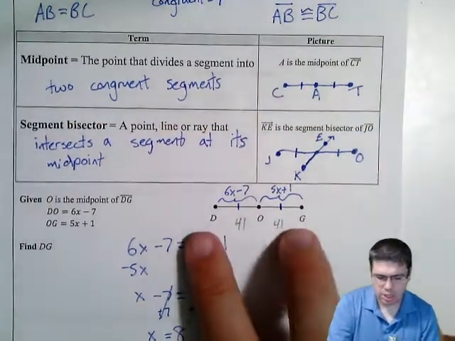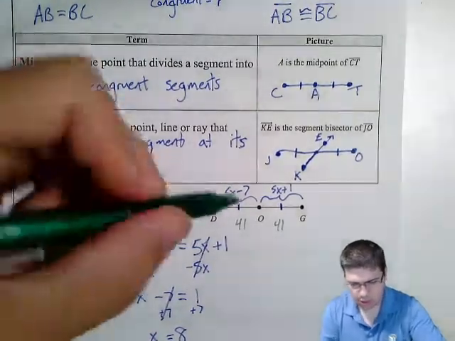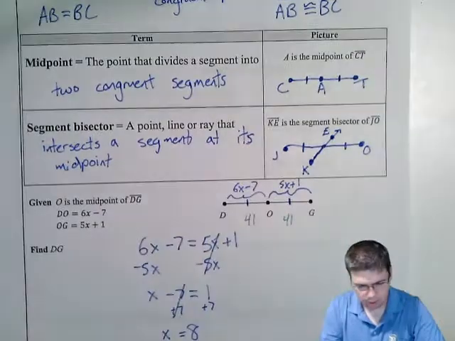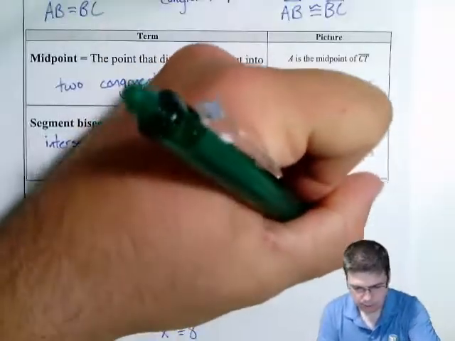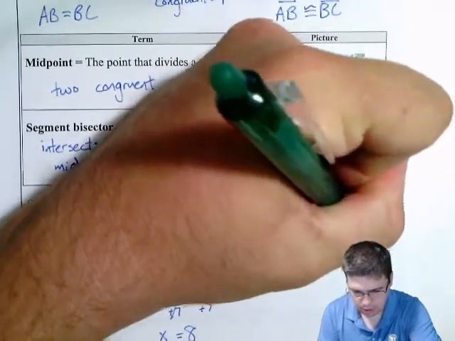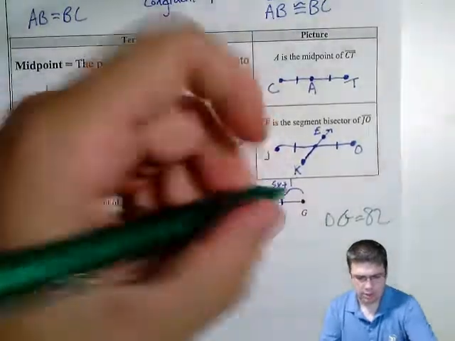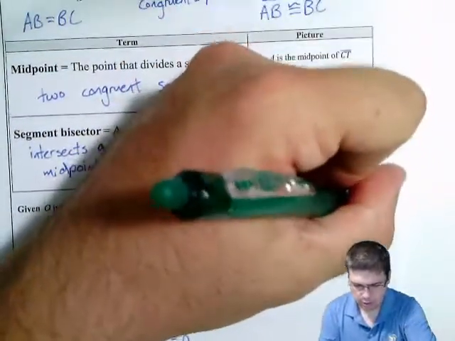So DG, I could get that by just adding those two up. DG's length would be 41 plus another 41, which gets us up to 82. So DG's measure is 82, coming from 41 plus 41.